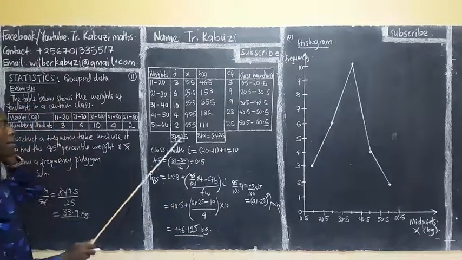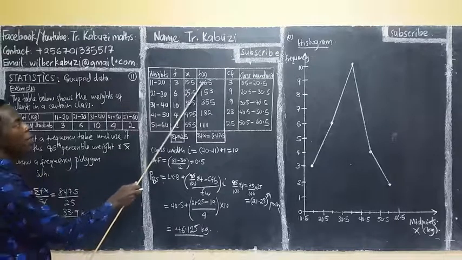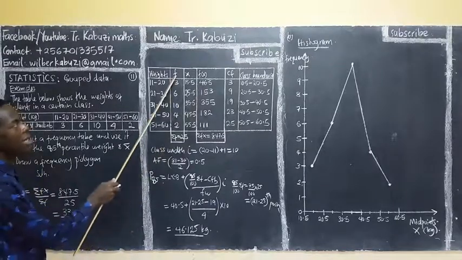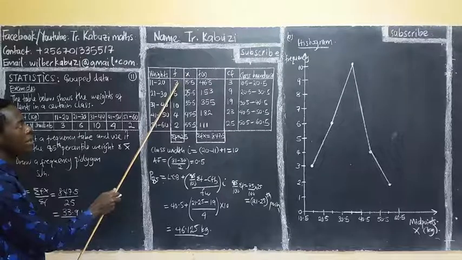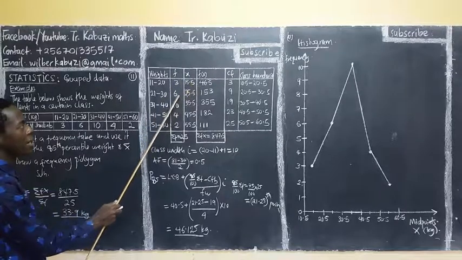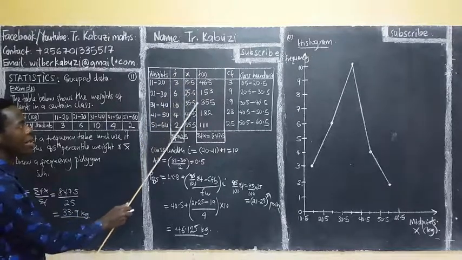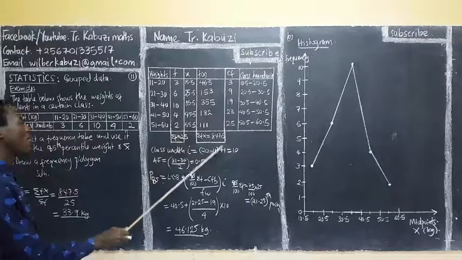Then, because we need our mean, when you sum all these you get f times x. So this times this, you get this. This times this, you get this. This times this, you get this, and so on.